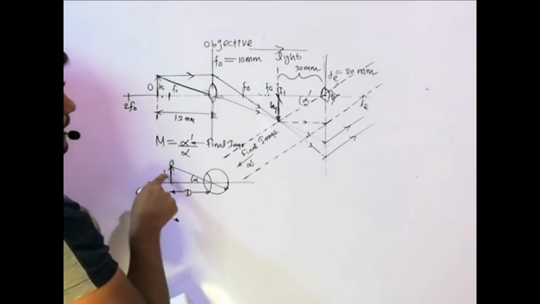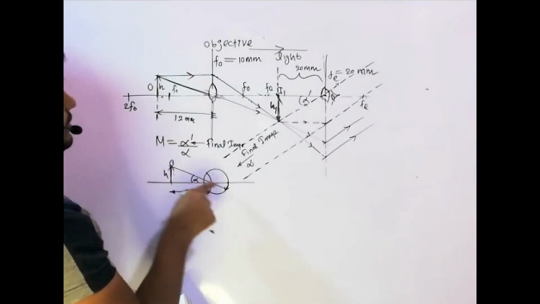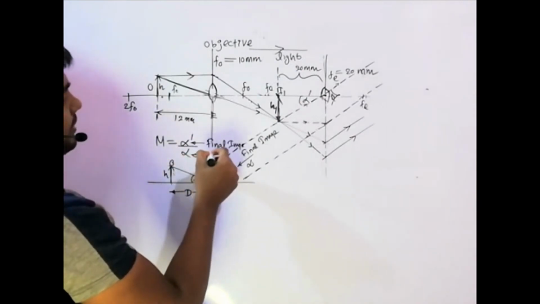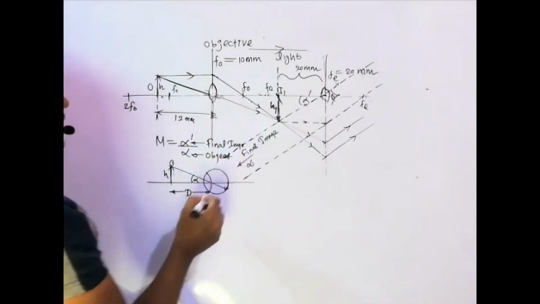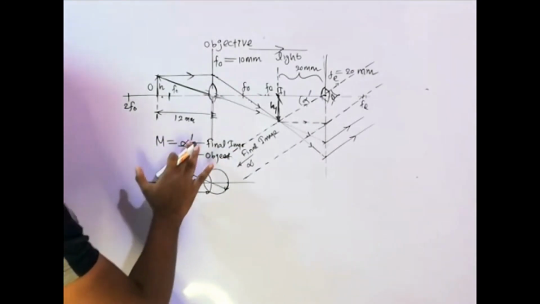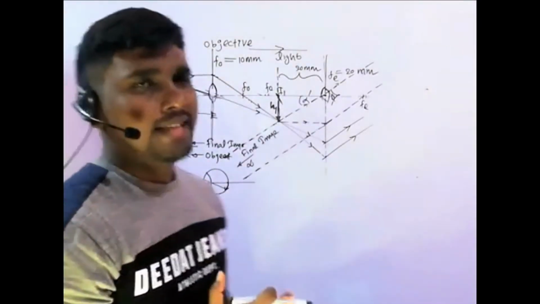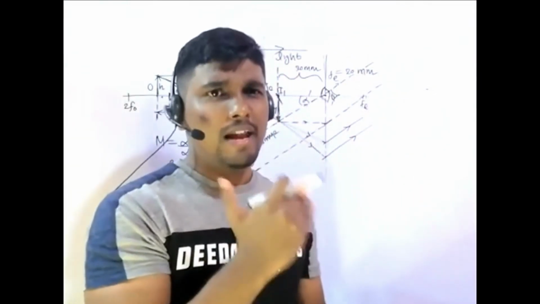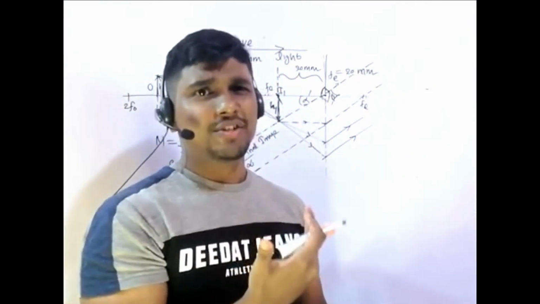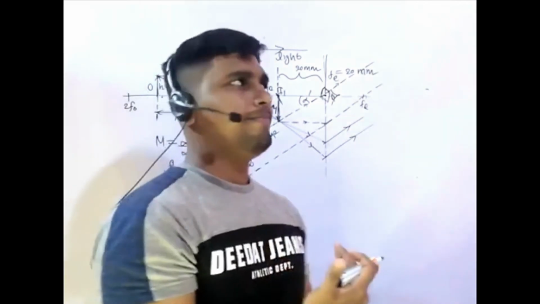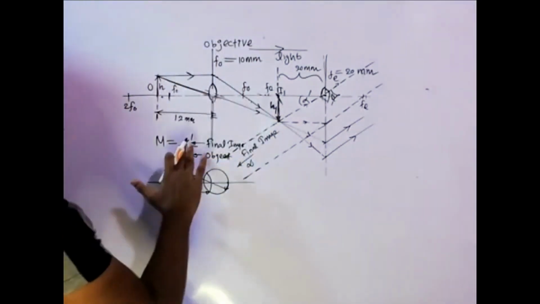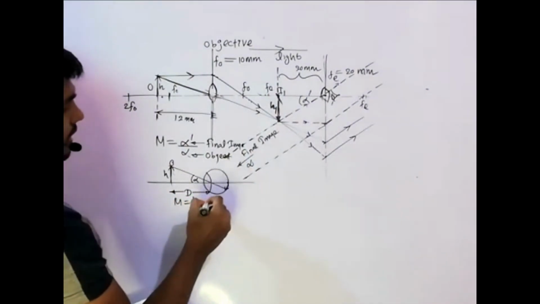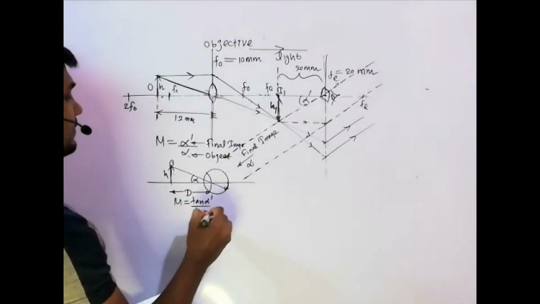This is the angle subtended by the object to the eye. Now remember that these are very small angles. Therefore, when you take the angle ratio, alpha dash over alpha O, it is the same as the tan ratio. So we can think of alpha dash over alpha as tan alpha dash over tan alpha.